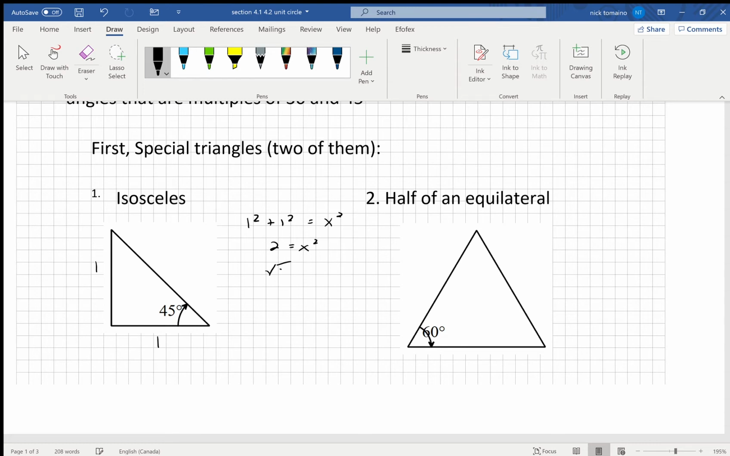That means that the square root of 2 is equal to x. So that means that this right here is the square root of 2. Okay, perfect. Now what we can do is actually, let's go to this one here first.